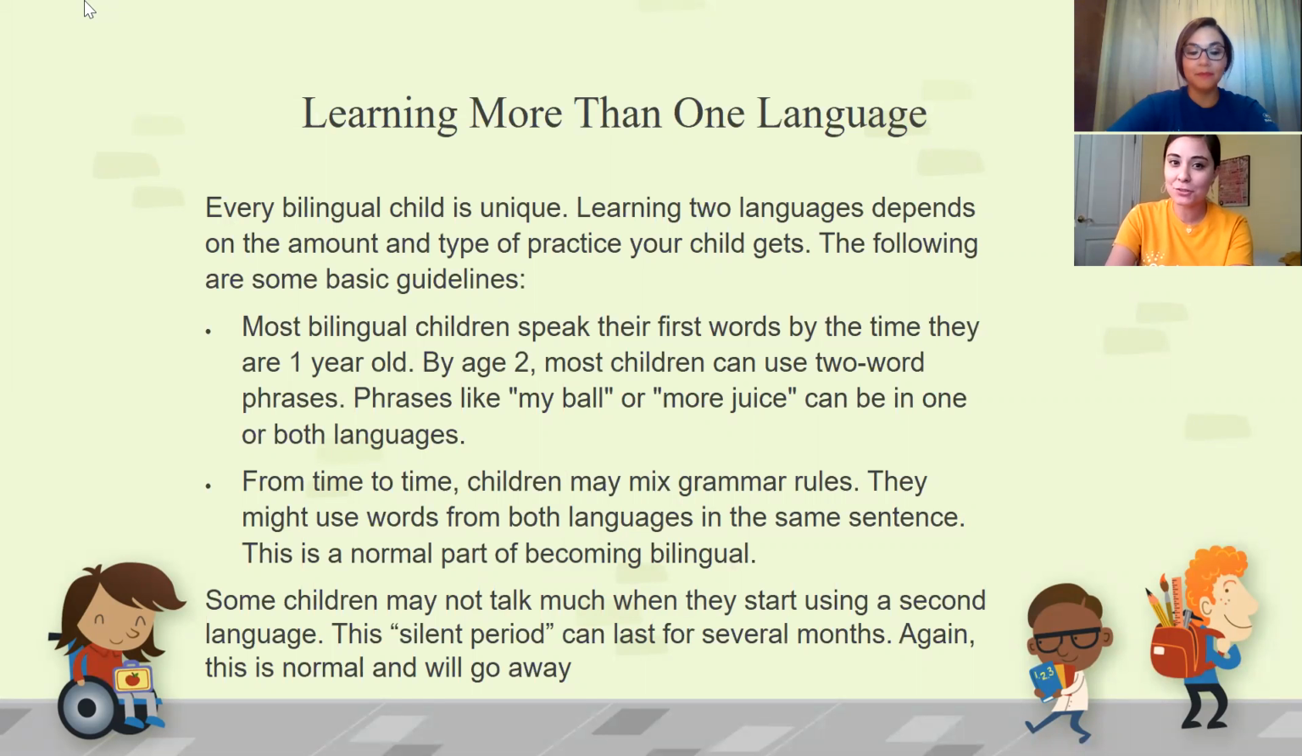Most bilingual children speak their first words by the time they are 1 year old. By age 2, most children can use 2-word phrases. Phrases like my ball or more juice, it can be in one or both languages. From time to time, children may mix grammar rules. They might use words from both languages in the same sentence. This is a normal part of becoming bilingual.